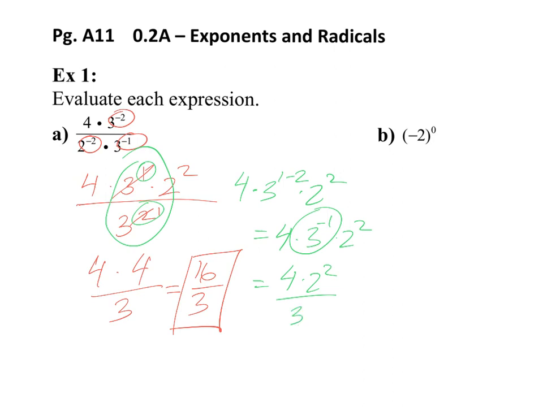And there's more ways to do this problem than just the 2 that I showed you. For part B, any number raised to the 0th power is equal to 1. On to the next example.